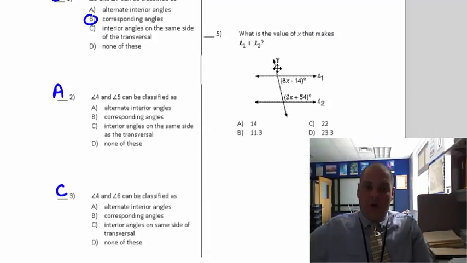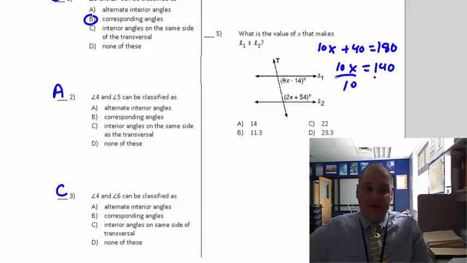What is the value of x that makes L1 parallel to L2? Now we have same side interior angles. They're on the same side of the transversal. Those are supplementary, so they add up to 180. So you're going to combine them. 8x and 2x is 10x. Negative 14 plus 54 is 40. And again, they add up to 180. Same side interior angles add up to 180. So we're going to subtract 40 to the other side, and we get 140, and then divide by 10. And x is going to be 14, so that is choice A.